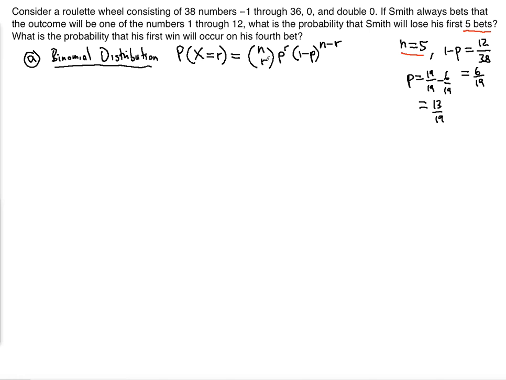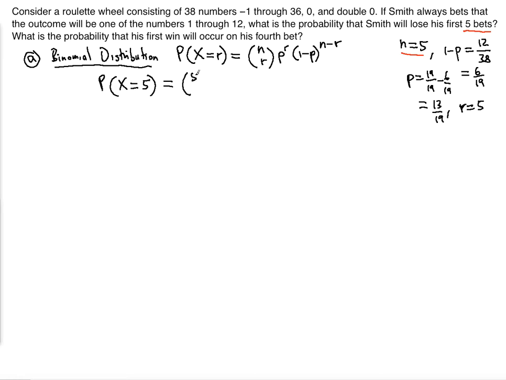Now, what is going to be the r value? The r value in this case is going to be 5, right? These are the number of trials in which he fails, and he loses his first 5 bets, right? So out of the 5 bets, he's gonna lose all of them. So r must equal 5. So now we can find the probability of the random variable x being equal to 5. That is, he loses the first 5 bets.